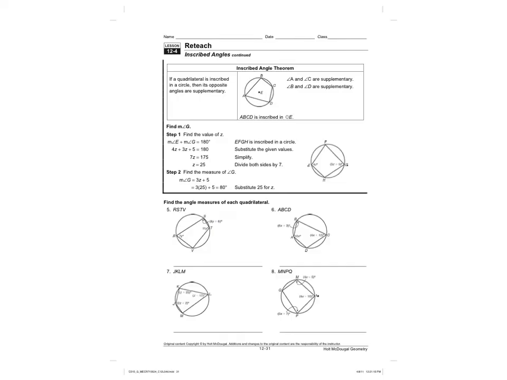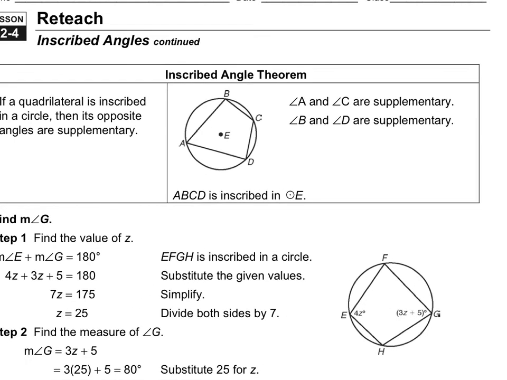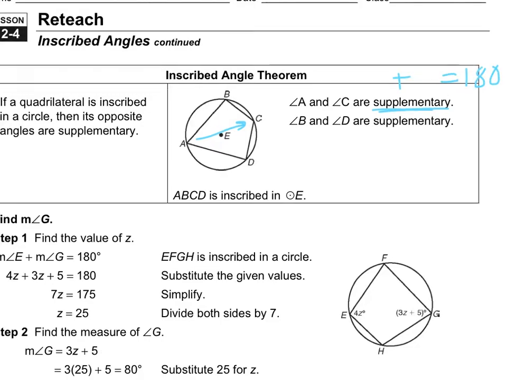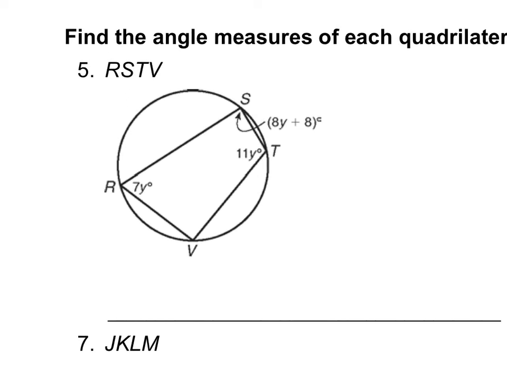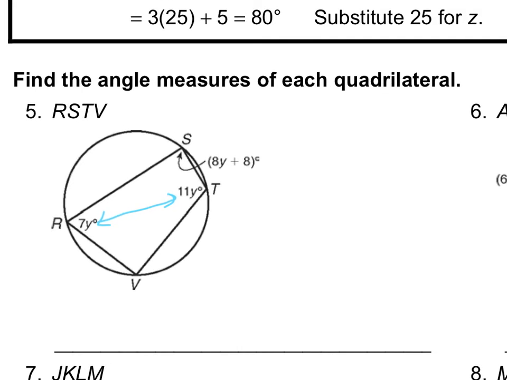Okay, so the next is the second half of 12.4, which we learned about an inscribed quadrilateral, so a 4-sided figure that's inside the circle, and our opposite angles are supplementary, and supplementary means that they add to equal 180. So, looking at number 5, we have our opposite angles here, R and T, so we can add those and set it equal to 180. So we have 7y plus 11y is equal to 180.